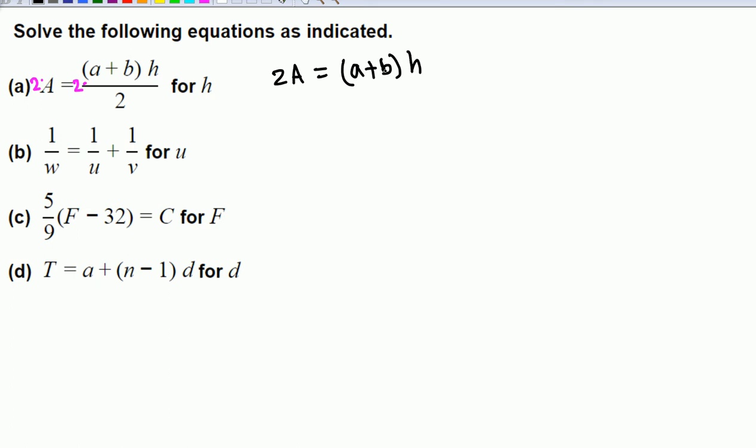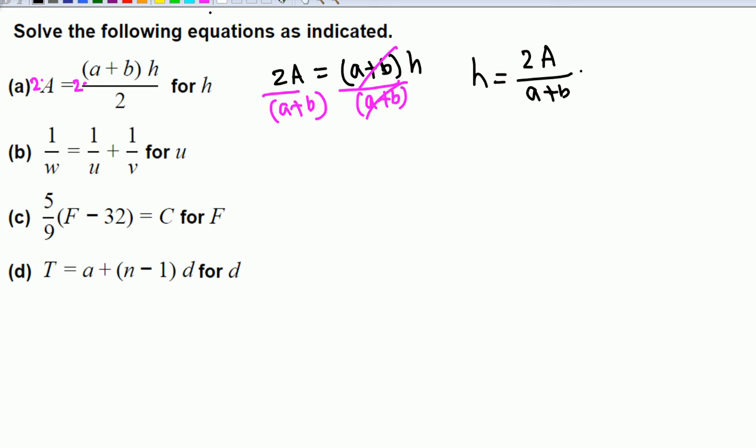Okay, we need to distribute h, but wait, we need to solve for h, get h by itself, so do not distribute. To get h by itself, we need to divide both sides by this quantity. So we divide both sides by quantity a plus b, so that a plus b cancel. And we have h isolated. So h equals 2A over a plus b. Final.